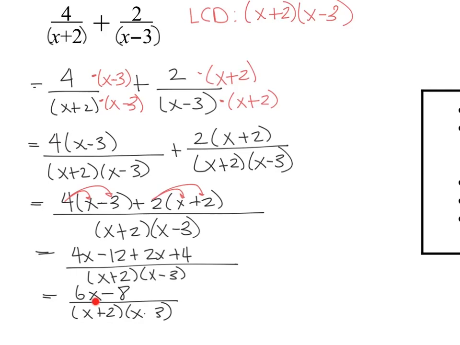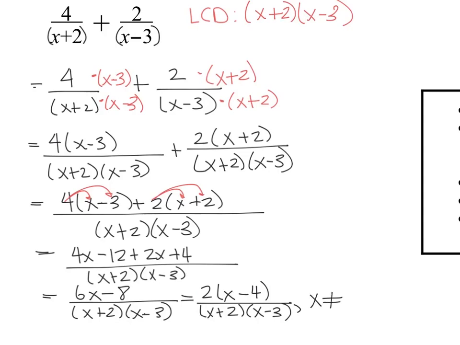So I can factor this actually. What they have in common is 2, so I'm just going to rewrite this as 2, then x minus 4, all over x plus 2, x minus 3. So now that it's factored, I can take a look if there are any common factors in the numerator and the denominator. Unfortunately, there's not, so I'm done. So these two rational expressions added together just simplifies to this rational expression as long as we include our restrictions.